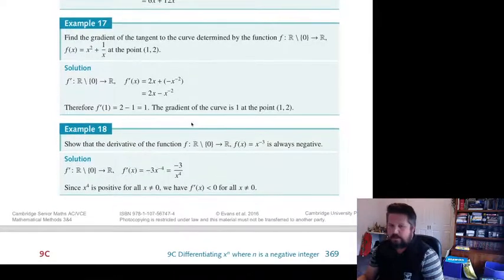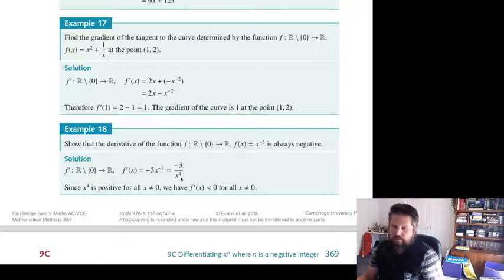Last but not least, it says here, show that the derivative of the function f of x equal to x to the power of negative 3 is always negative. You can see here we calculate the derivative, which we know how to do. When you've got a negative power, it can be rewritten nicely on the bottom line as a positive power. And actually just stating here, since x to the power of 4 is positive for all x not equaling 0, then we've got the derivative f dash x is going to be less than 0 for all of these values where x is not equal to 0. So where x is not equal to 0, any number that's down here, it's going to be a negative number for that.